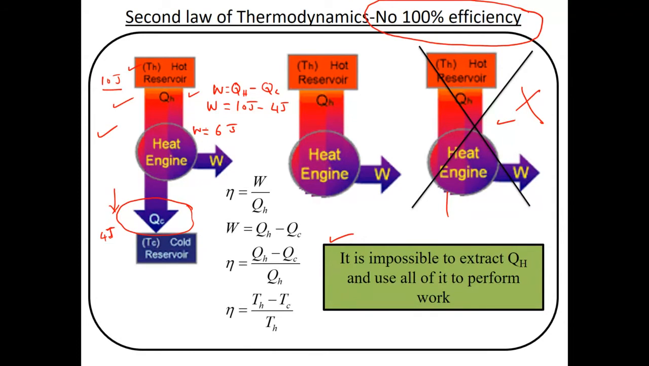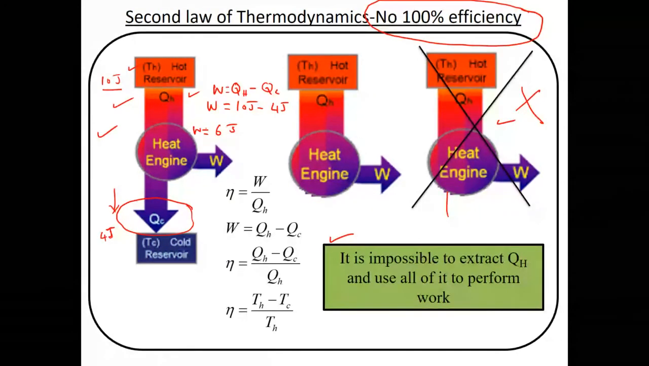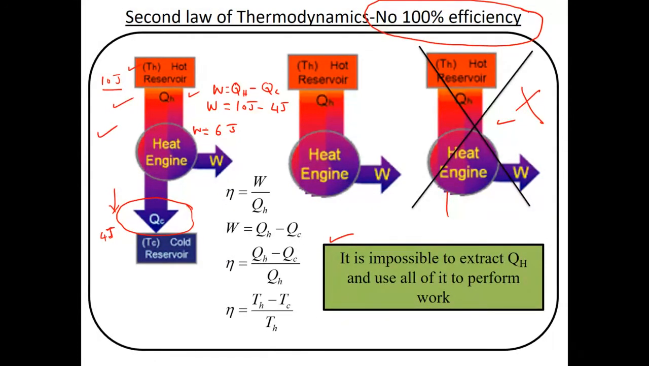For example, you are designing one engine, and that engine is giving 100% efficiency. Is it possible in the real world? No. So in our real world, 100% efficiency will never happen. So that is a definition for the second law of thermodynamics.